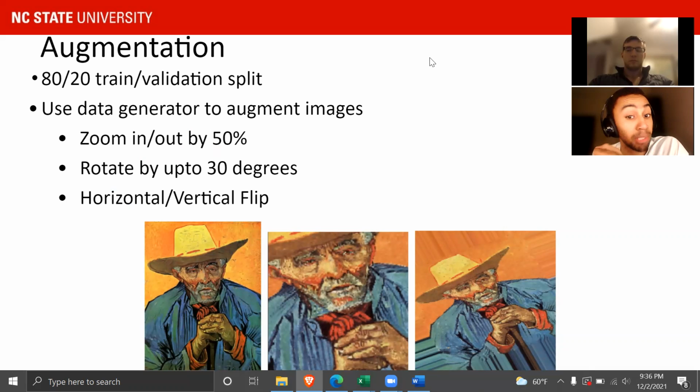We found that flipping the paintings over the axis worked the best for augmentation. As you can see with the rotations, it ended up messing with the edges around the data, which was very detrimental to our model.